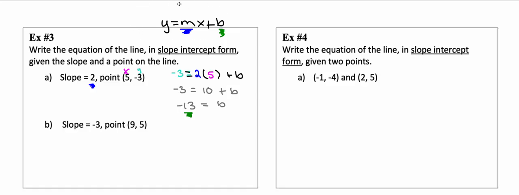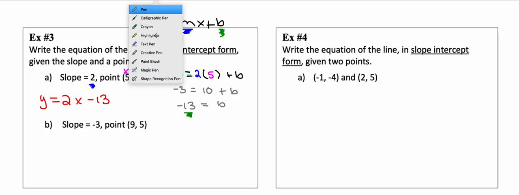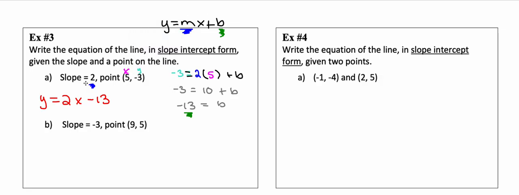I again want to write it as y equals mx plus b, but replace the m and replace the b. This math was to help us solve for the b value. Our equation in slope-intercept form will be y equals m, which is 2, x plus b, which is negative 13. So it will just be minus 13. This is our equation in slope-intercept form, given the slope of 2 and the point 5, negative 3.